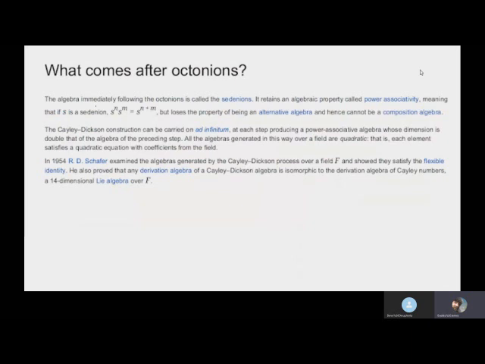So at each step, producing a power associative algebra whose dimension is double that of the algebra of the preceding step. So it's constantly doubling. But during this doubling, there's a quarter power scaling. That's quaternion scaling here. And then it keeps going on and on from there. All of the algebras generated in this way over a field are quadratic. That is, each element satisfies a quadratic equation with coefficients from the field.